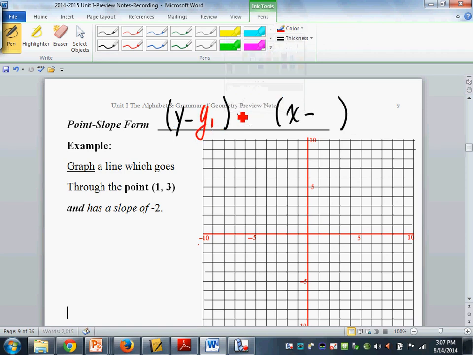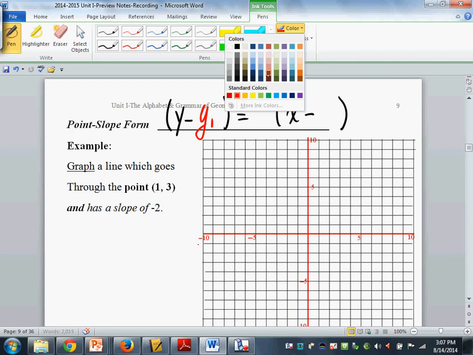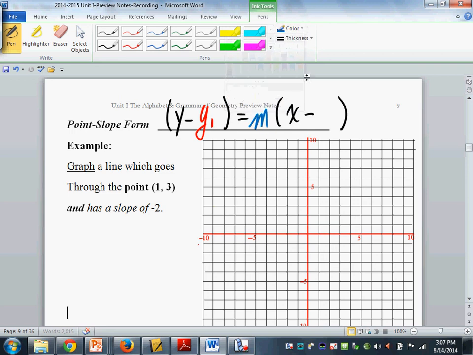It's y minus y1 equals the slope times x minus x1. Y minus y1 equals slope times x minus x1. That's called the point-slope equation of a line. You use it when you have a point and a slope. We're going to do two things.